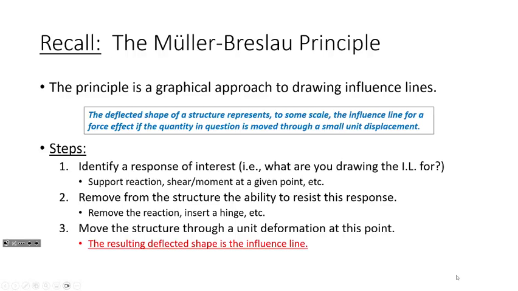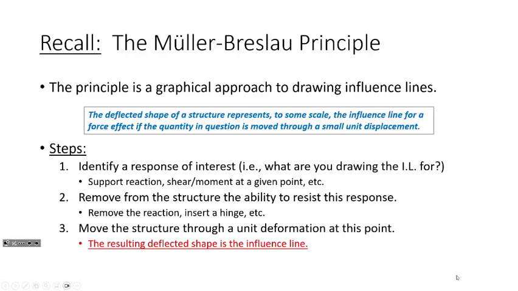If you read the principle verbatim, it says that the deflected shape of a structure represents to some scale the influence line for a force effect if the quantity in question is moved through a small unit displacement. So what that means is we have to identify a response of interest. Are we drawing an influence line for a reaction, which is what we did last time? Our goal was to draw the influence lines for all the support reactions. So for each influence line, we would identify that support reaction. We would remove from the structure the ability to resist that response.